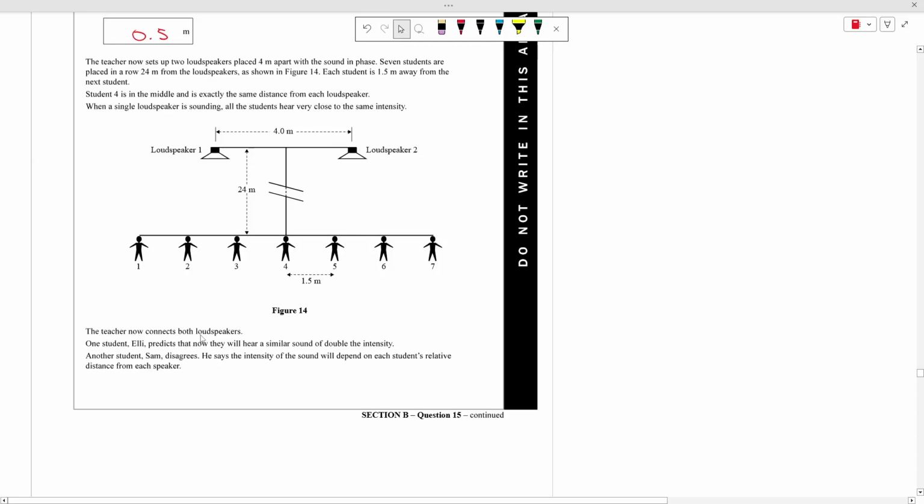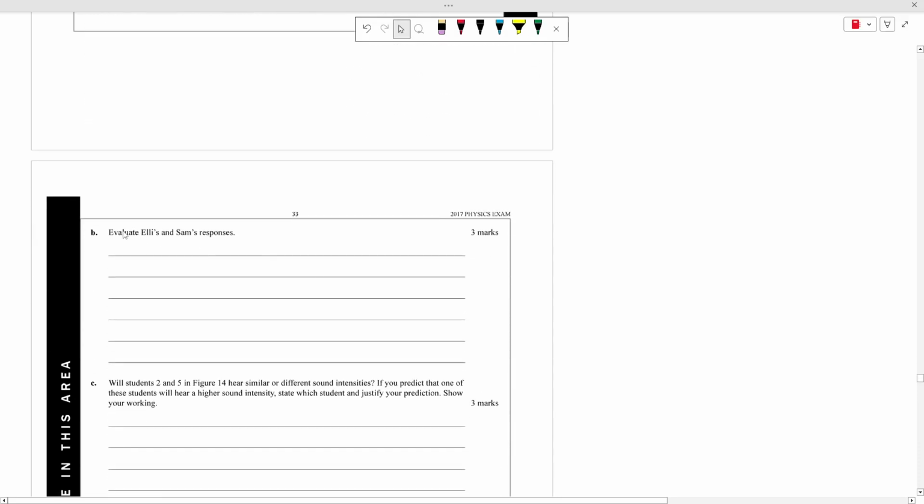The teacher now connects both loudspeakers. One student, Ellie, predicts that now they will hear a similar sound of double the intensity. Another student, Sam, disagrees. He says the intensity of the sound will depend on each student's relative distance from each speaker. Part B is now evaluate Ellie's and Sam's responses.